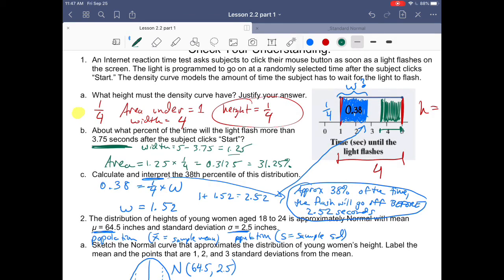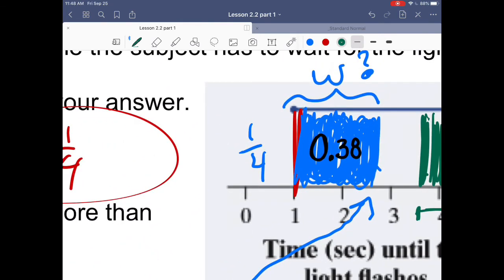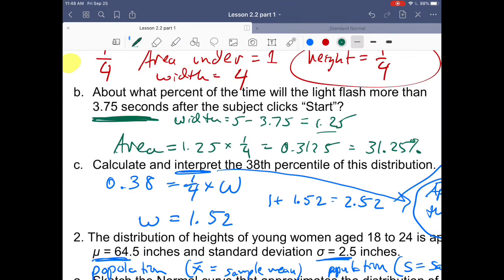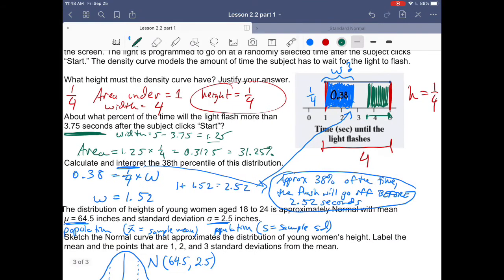Going back into chapter 1 a little bit, the percentile is the data value where 38% of the population is either at or below. So geometrically, you need to calculate the width that creates an area of 0.38. So just a quick little algebraic, 0.38 equals 1/4 of W, W equals 1.52. So the width, the blue width here, is 1.52. Its relative location would be 2.52. So 38% of the time the flash will go off before 2.52 seconds. That would be the 38th percentile.